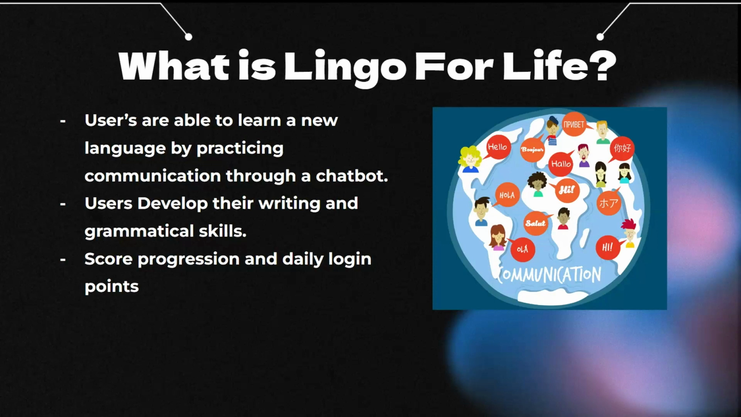Let's say I want to practice my Chinese handwriting. I can draw out Chinese characters, and then it will tell me how accurate and how close I am to the Chinese characters listed. This not only allows you to get better at speaking the language, but also writing the language. And then to tie this all together, we have some score progression and daily login points to really increase user engagement and make it as interactive as we can.